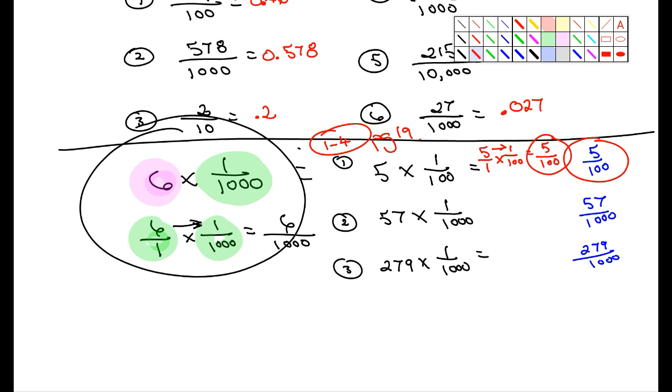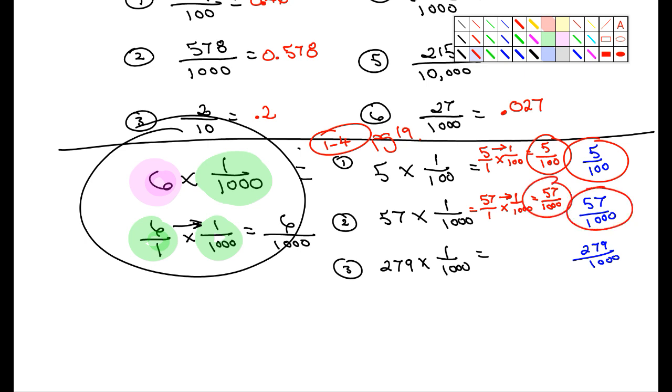And the next one, you just change it again to a fraction by putting 1 underneath it. And then you multiply straight across. 57 times 1 is 57. 1 times 1,000 is 1,000. Mr. Long had it correct.